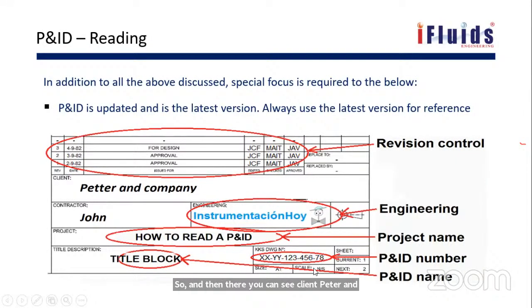Okay, this is the project name, how to read a PNID. The project name will be there, and this is the engineering company name. And then this is the title block. So this PNID is for a distillation column, like the pump.